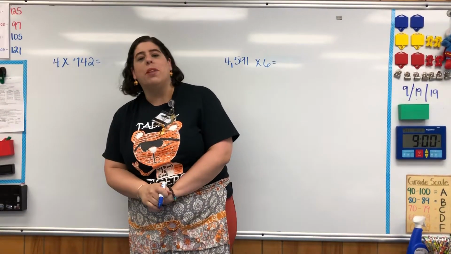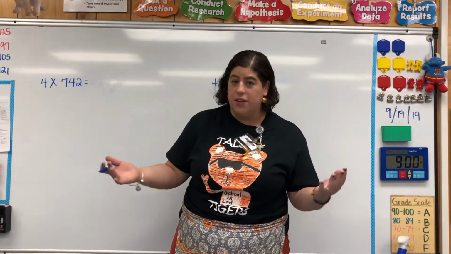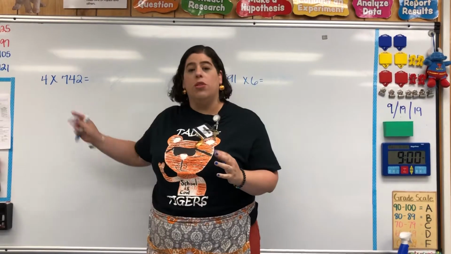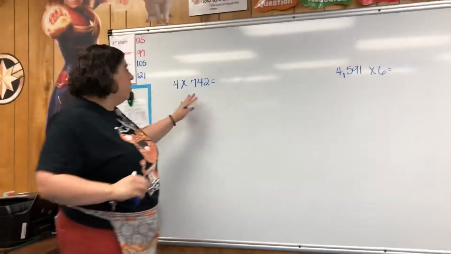Today we will be multiplying using the distributive property with longer numbers. So I wanted to make a video so you could see how it's done, especially because you will be drawing your own parentheses and blanks for it. So we're going to start with 4 times 3,742.